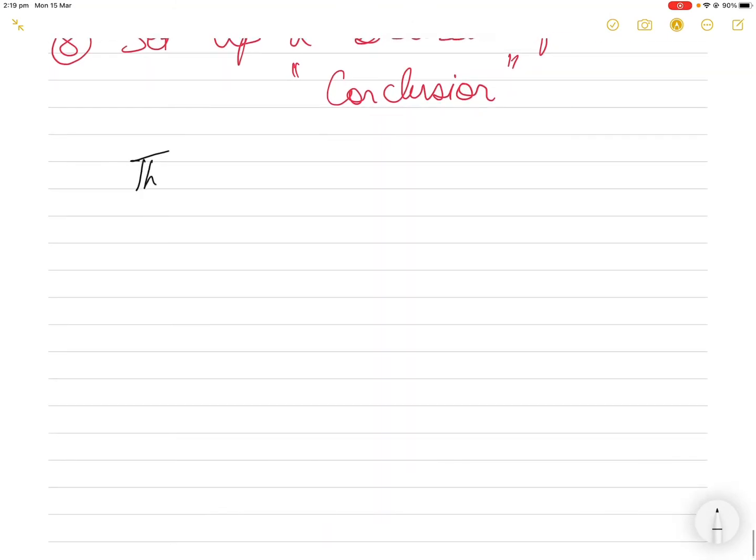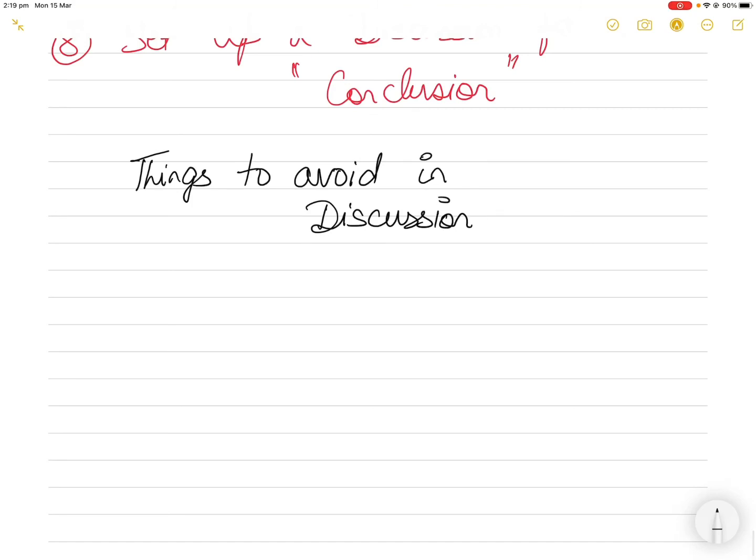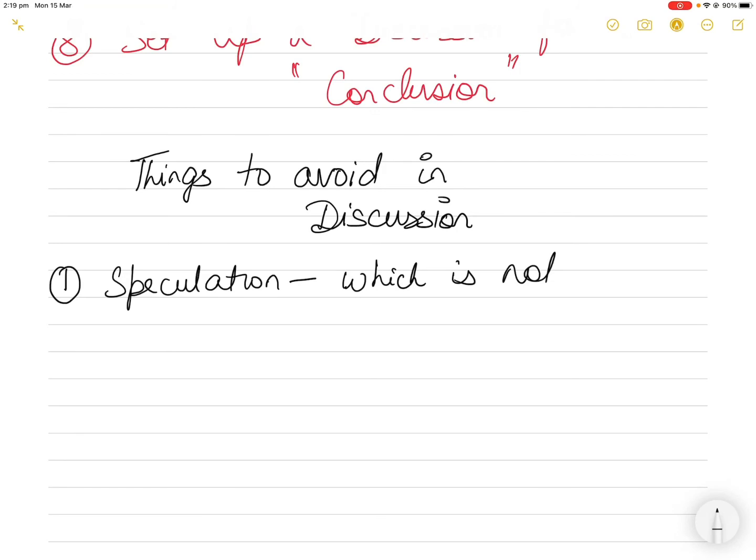So things to avoid in a discussion, and this is also very important. What should you not include in a discussion? Firstly, speculation, especially not based on data. All right, which is not based on your data. So you cannot just speculate, you cannot guess, you cannot predict anything. Even if you are predicting, then that should be based on a mathematical analysis or a regression analysis, but ideally you should not be speculating.